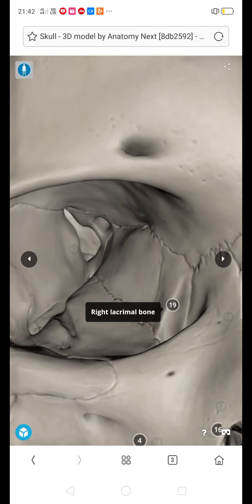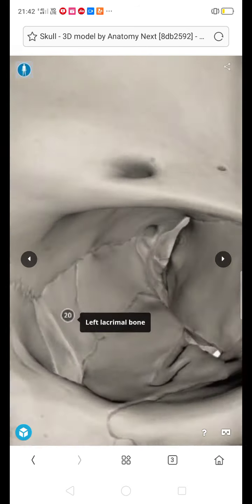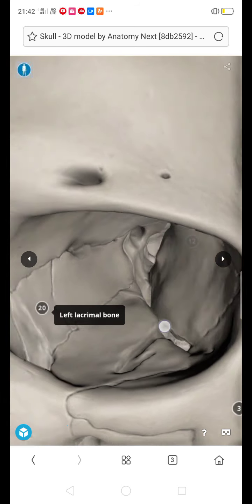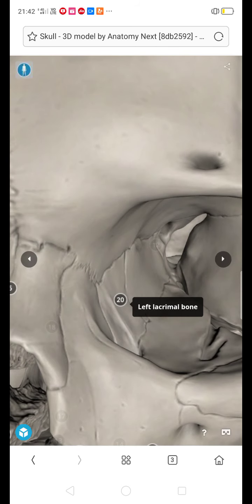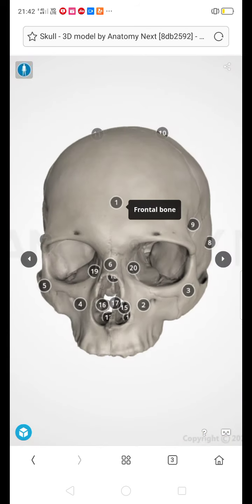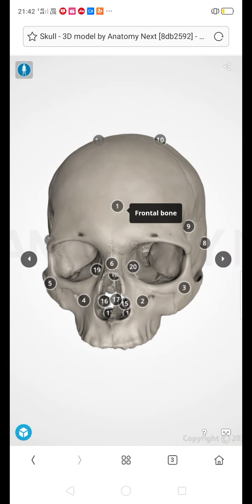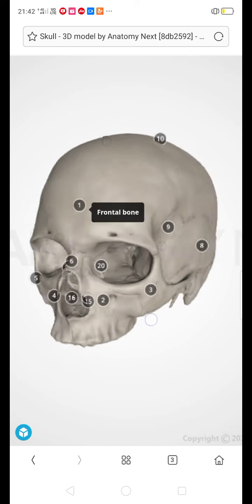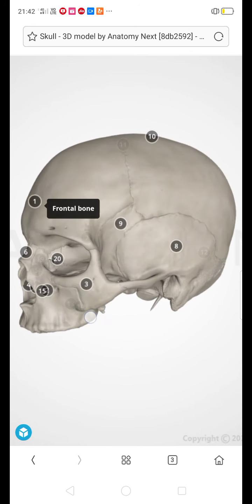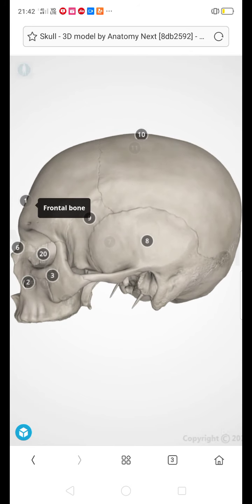The right lacrimal bone, the left lacrimal bone, and the frontal bone. Let us now rotate and have a look.